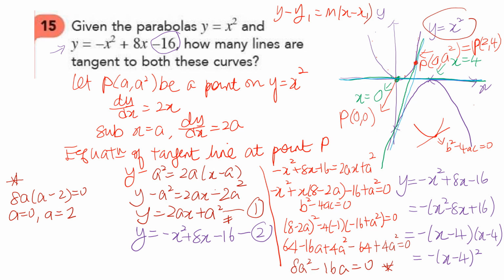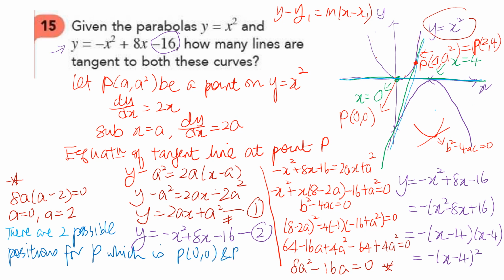So from all this explanation, we can just say that there are two possible positions for point P, which is P can be at the origin and P can be at 2, 4. So therefore there are two tangent lines.